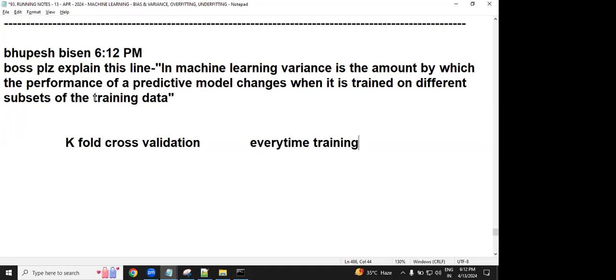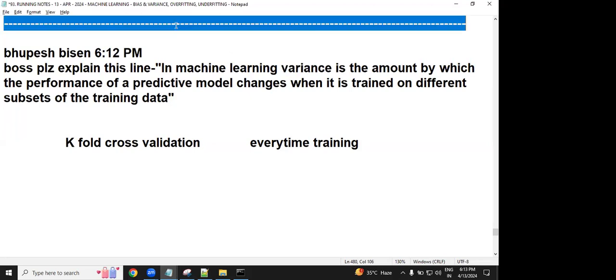If the training data set keeps on changing, then we may get a variance error. But let me tell you, the sklearn library itself does not provide any predefined function for it. You need not focus much on this.